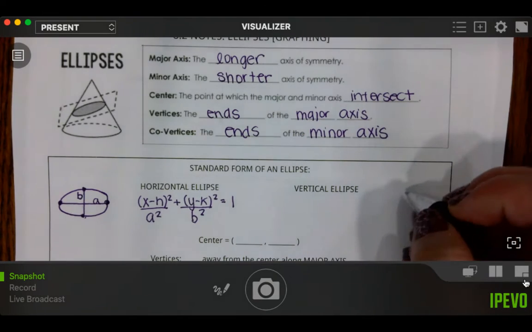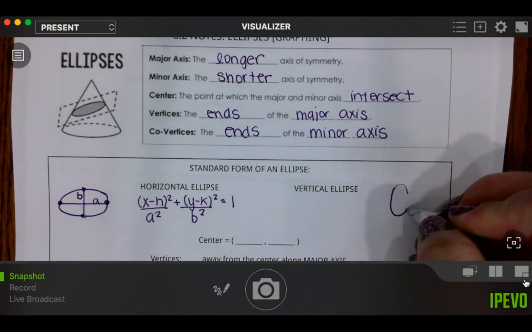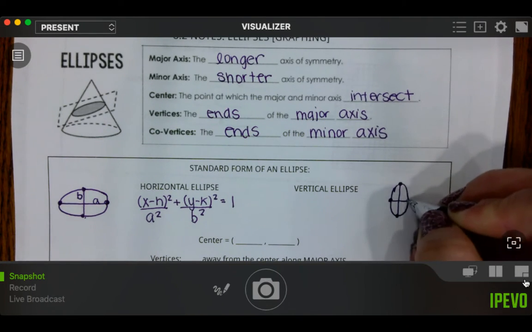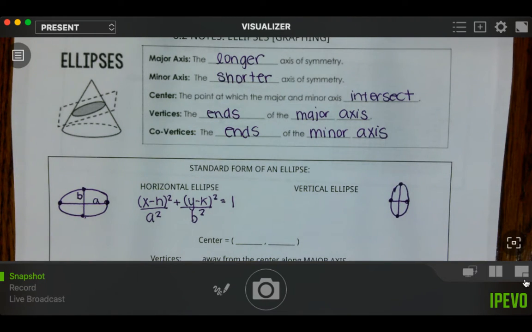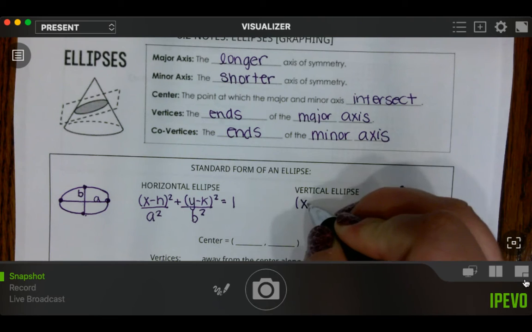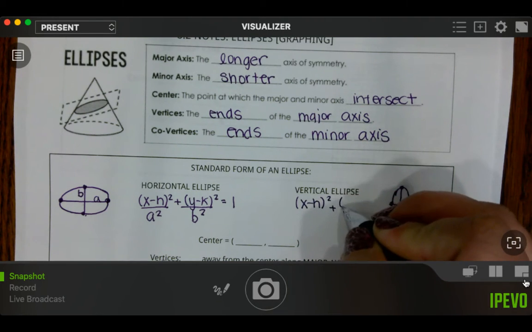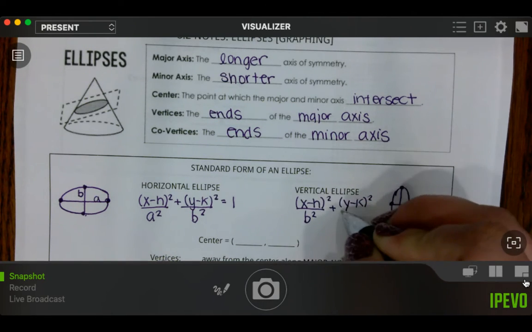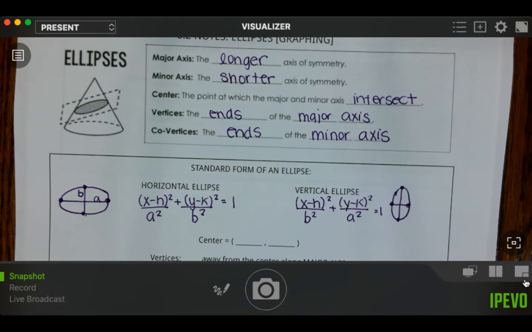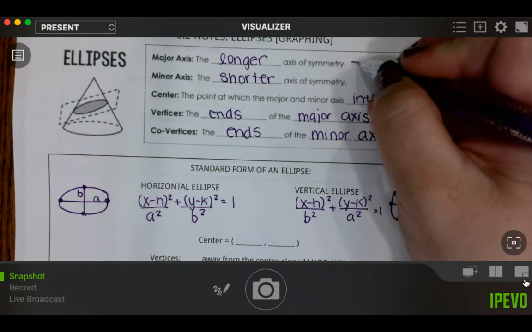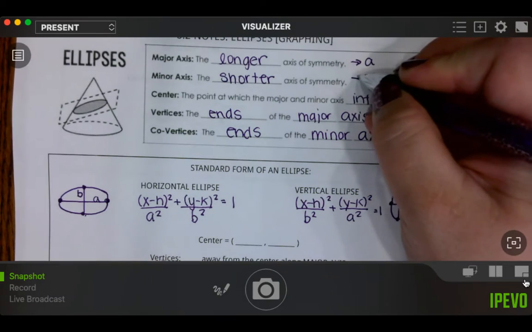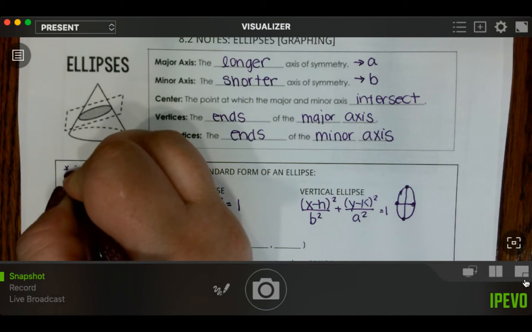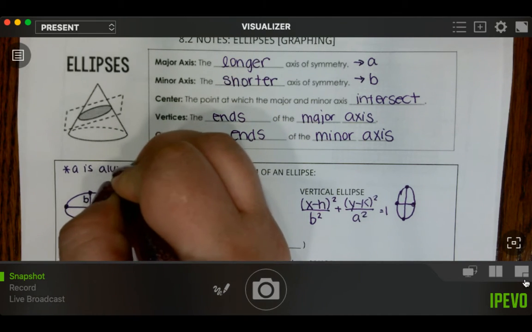And the only thing that's going to change over here for a vertical one is now we have an oval that's more going up and down because the longer side is on the y's. The same thing happens though. It's almost exactly the same equation, except A and B switch spots. So A is always the longer one, and B is always the shorter one. A is always bigger.